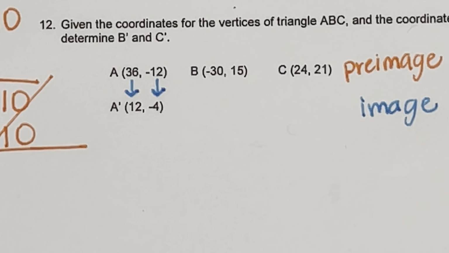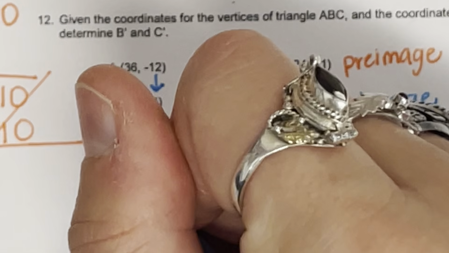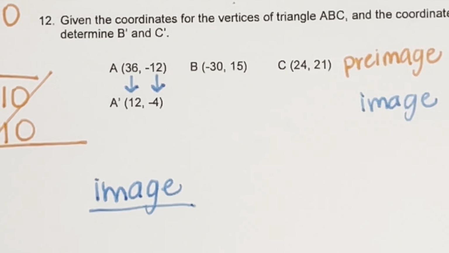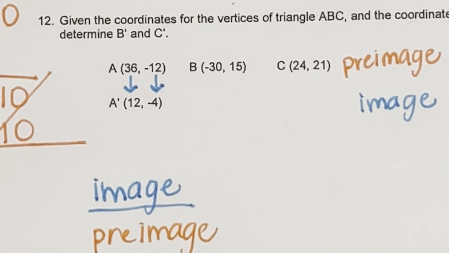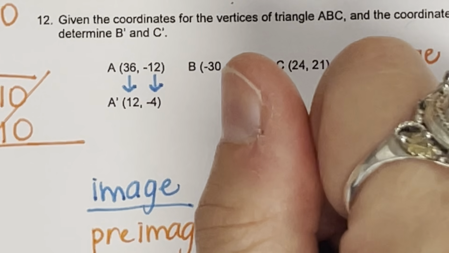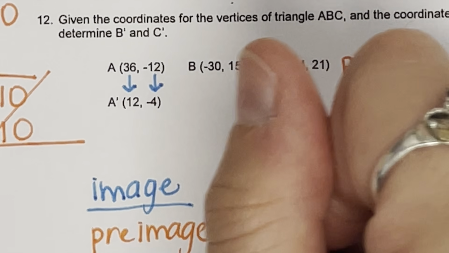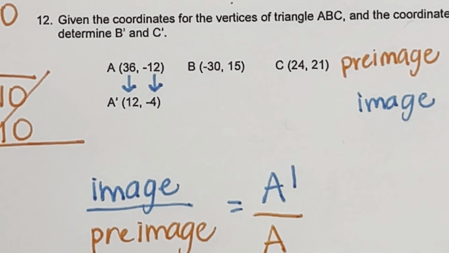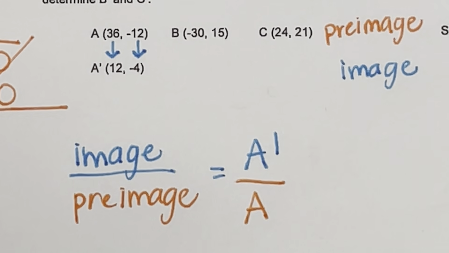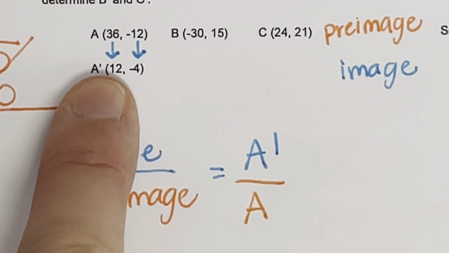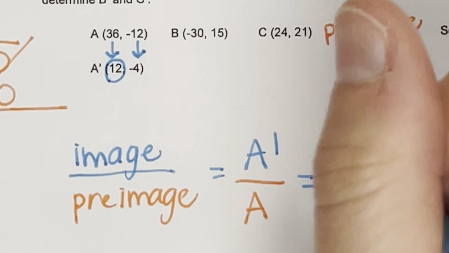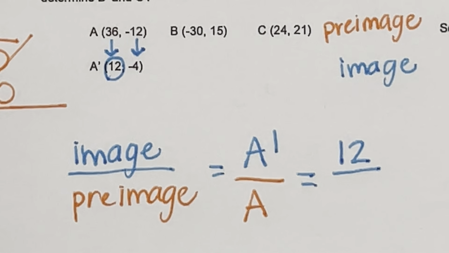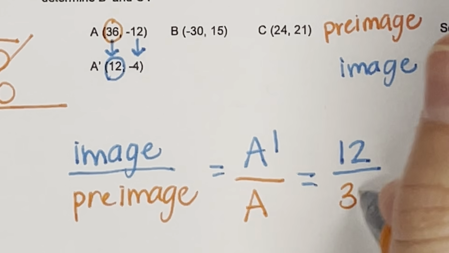To find your scale factor, all you have to do is take the image and divide by the pre-image. Or in other words, you take your prime and divide by your one that does not have a prime. So you can either choose your x's or your y's, it does not matter. I'm going to choose my x's because I don't want to deal with negatives. So my A prime was 12, divided by my A was 36.